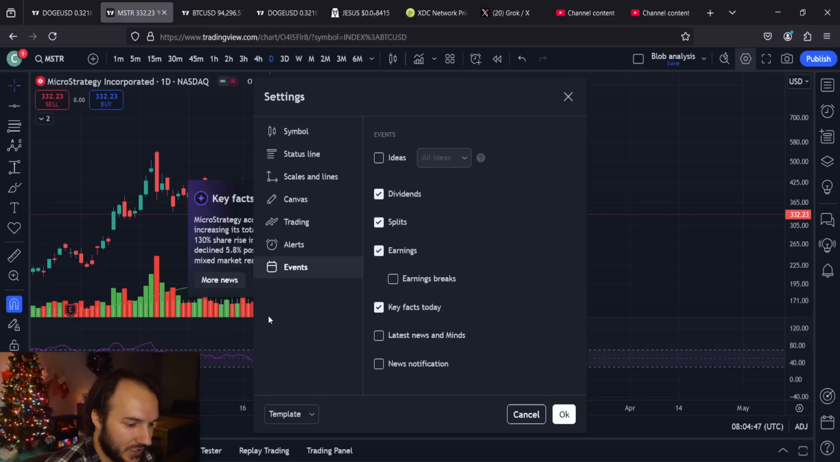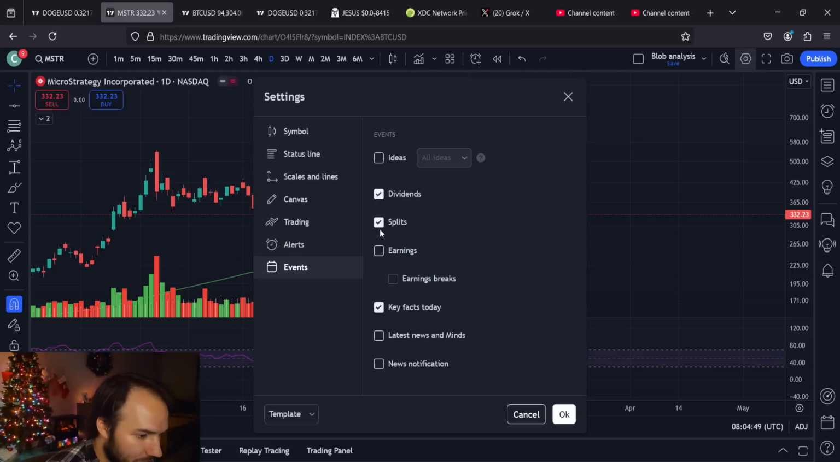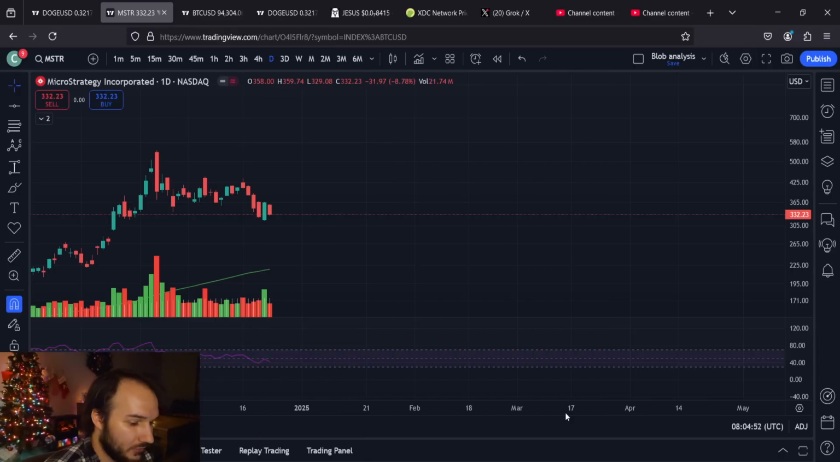This little stupid star thing. Can I get rid of it? Let's just get rid of all of them, man. I don't care. I don't want any of them.